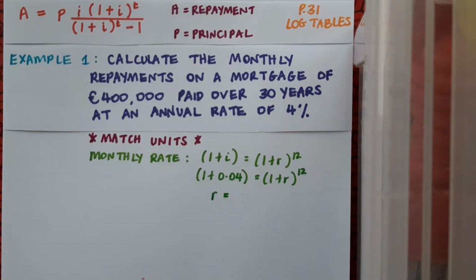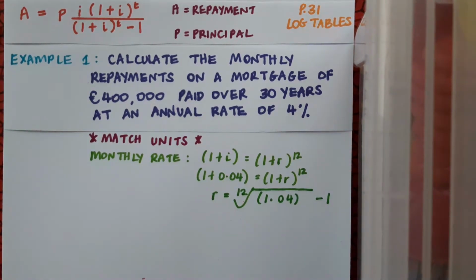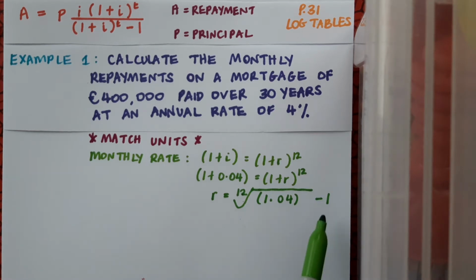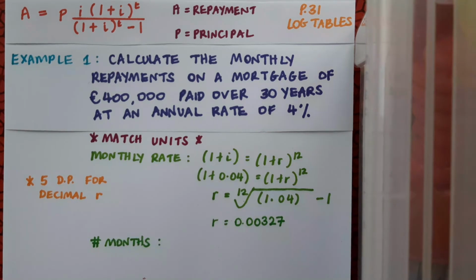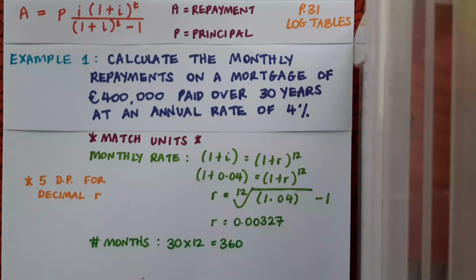And after a little bit of manipulation, r will be the 12th root of 1.04, minus 1, and just watch out again that that minus 1 is outside of the root for calculation purposes. And again, I'll keep about 5 decimal places there for that monthly rate written as a decimal. So in this case, r equals 0.00327. Next, the number of months. So we're looking at 30 years, so we're talking 360 months.